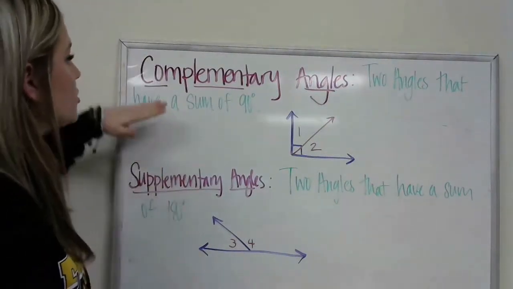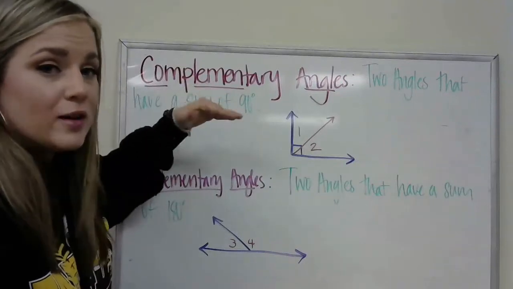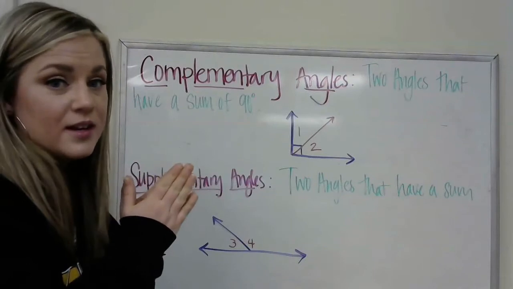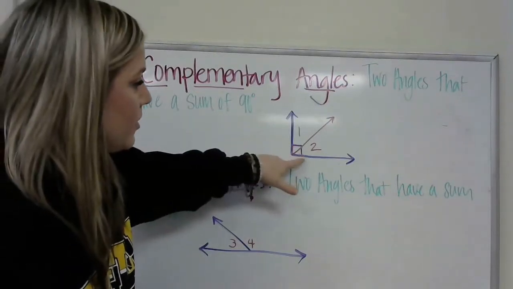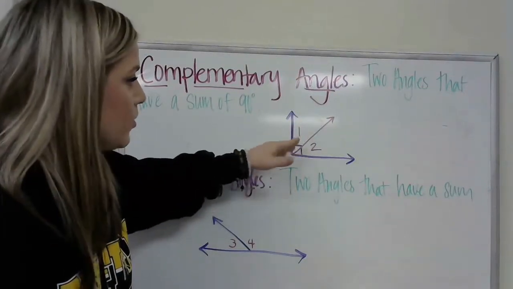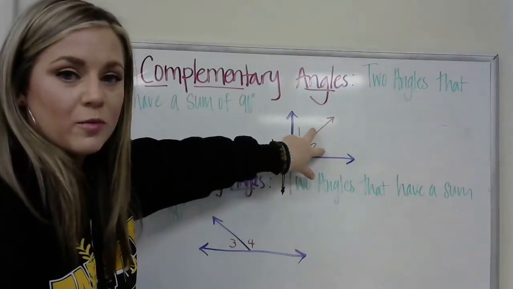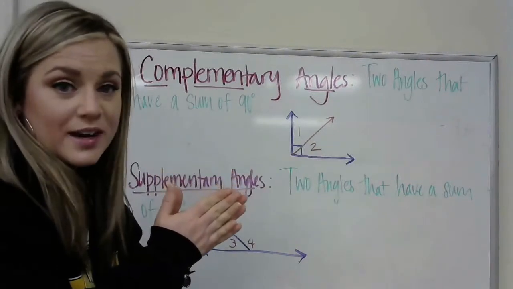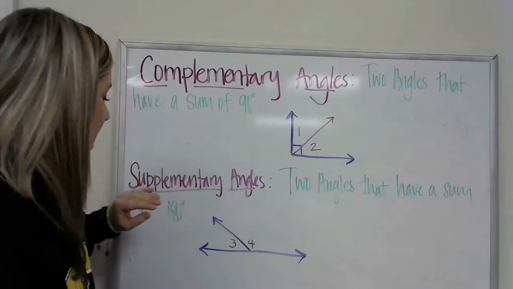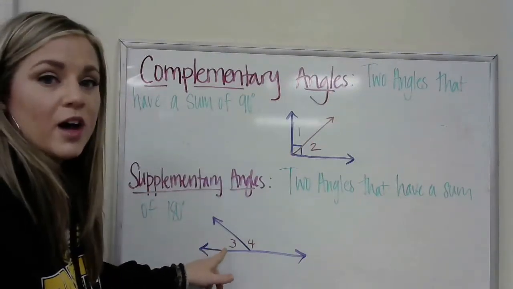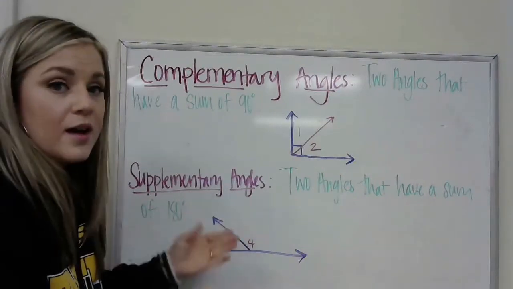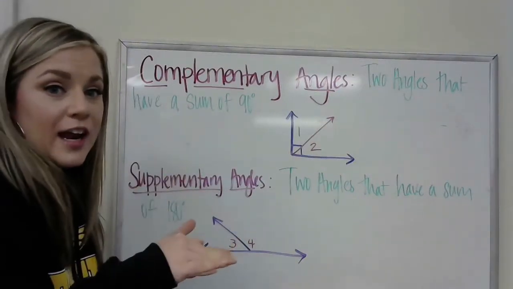Okay. So complementary angles are two angles whose measures add up to exactly 90 degrees. You see right here we have the square that lets us know that's a 90-degree angle, okay? So when you find their measures and add these two together, it's going to equal 90. Supplementary angles are two angles that have a sum, when you measure them, of 180 degrees, a straight line, okay? So when I add 3 and 4 together, it will equal 180 degrees.